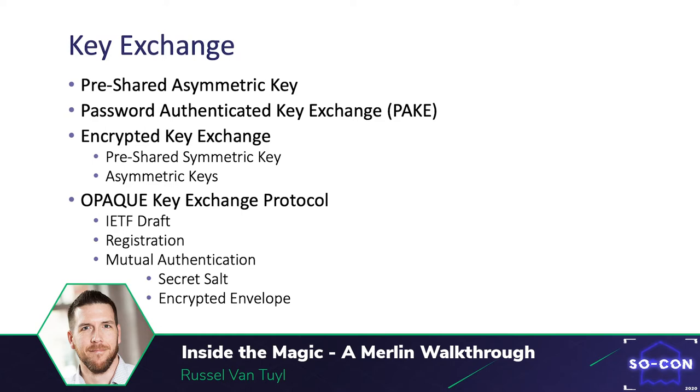When a client and server use a weak pre-shared symmetric key to start a conversation that later results in exchanging asymmetric keys, it is known as a password authenticated key exchange. The encrypted key exchange is a subtype of that, as well as the opaque key exchange protocol. This protocol is still an IETF draft and has unique features such as registration, mutual authentication, leverages a secret salt, and an encrypted envelope, which we will talk about here in the next section.